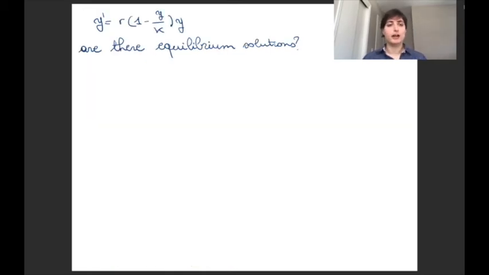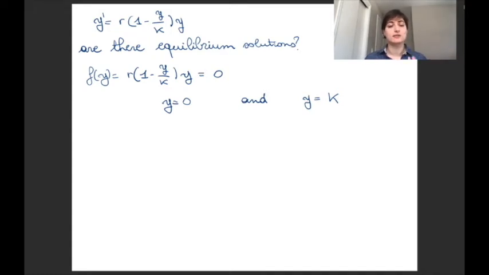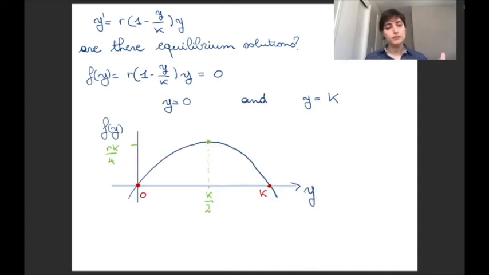The first thing we want to ask when we have ODEs is, are there equilibrium solutions? And we do that by solving the right-hand side as a function of y and setting it equal to 0. So we do find two equilibrium solutions, one at 0 and one at k. So the idea is that f of y, that is the derivative of y, is a parabola crossing the 0 axis at 0 and at k, and having a maximum at k over 2.